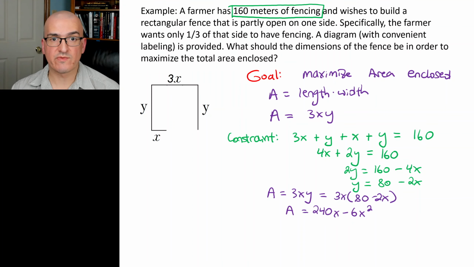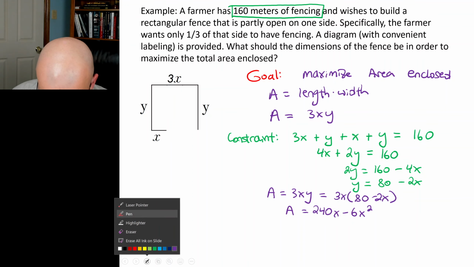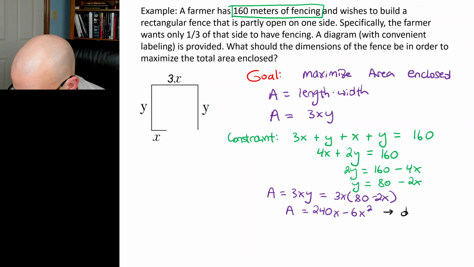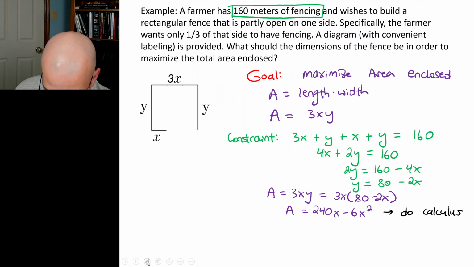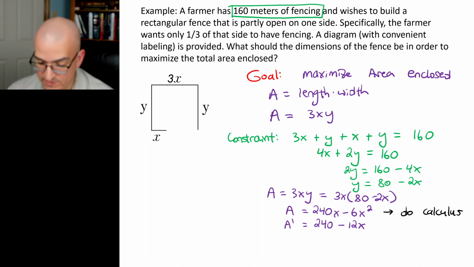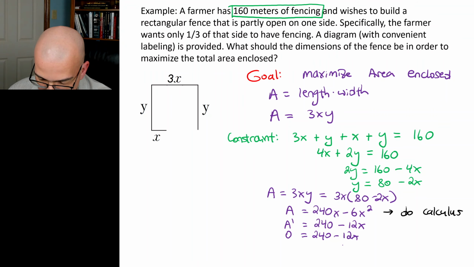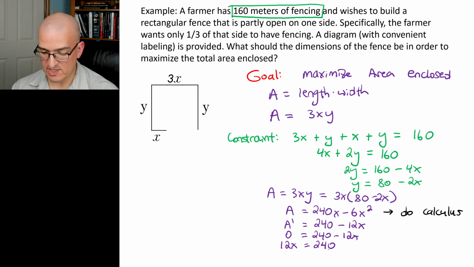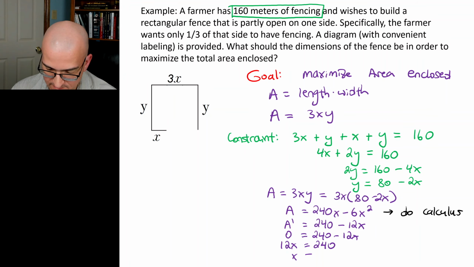Now we can do calculus. We have a function that we're trying to maximize. So A prime, we get 240 minus 12x. We're going to take the derivative and set it equal to 0. We're going to add 12x to both sides, and then divide both sides by 12, and we get 20.